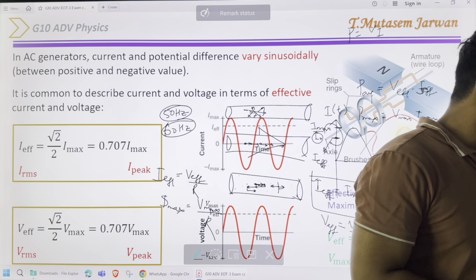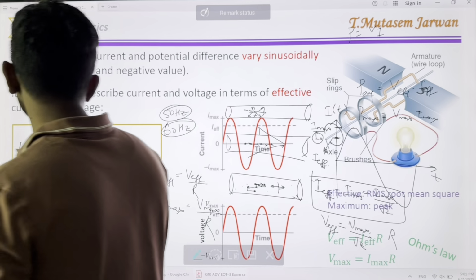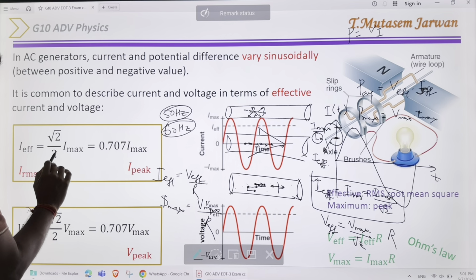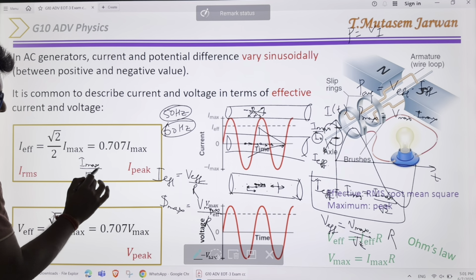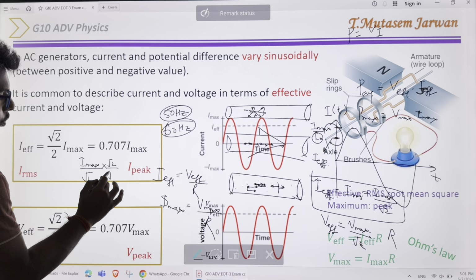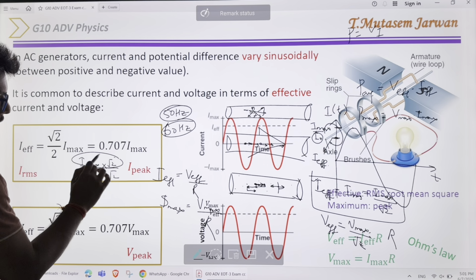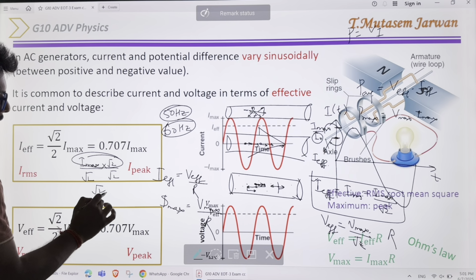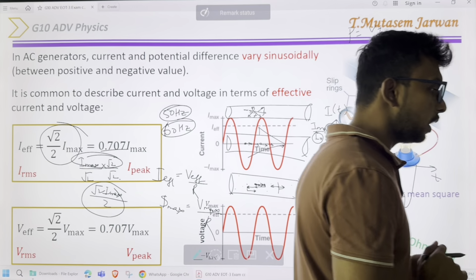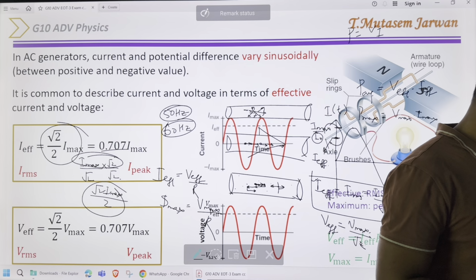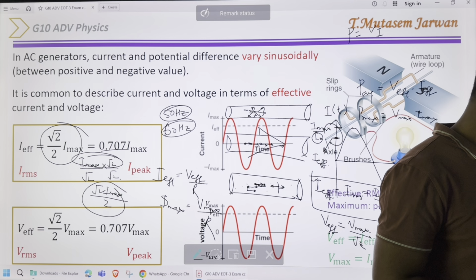These are the values which they have given. Here they have used √2 by 2. It's completely up to you. It is I max by √2. If I multiply and divide it with √2, this becomes √2 I max, and this becomes root 2 times 2 is 2. So you can use this expression also. This comes out to be 0.707. It's completely fine, completely up to you which result you want to use.